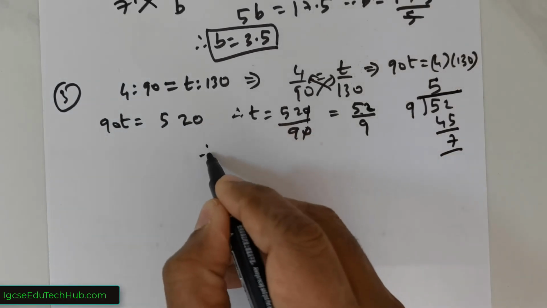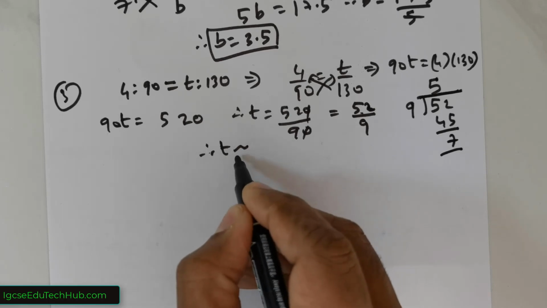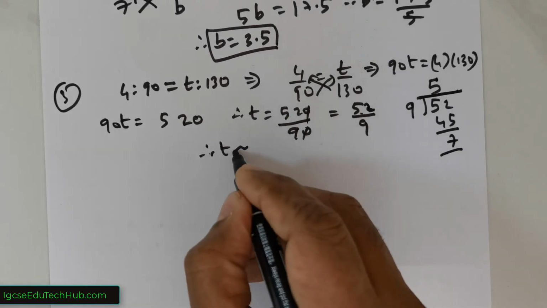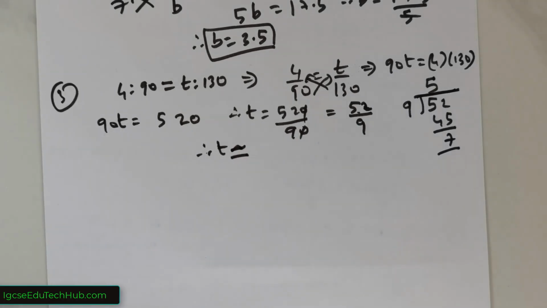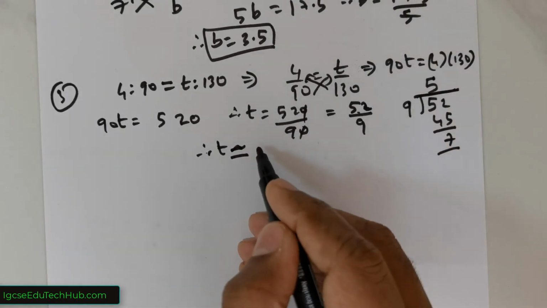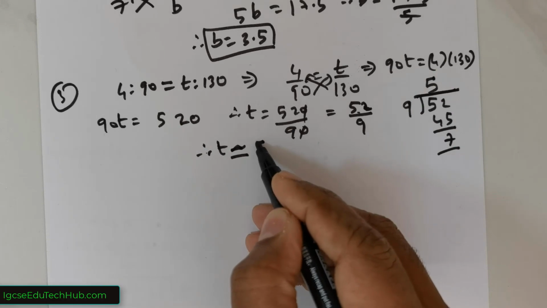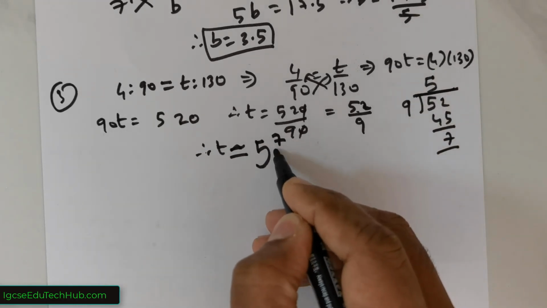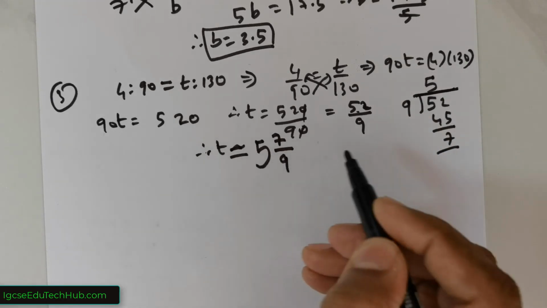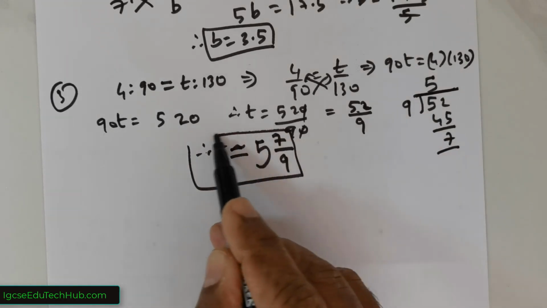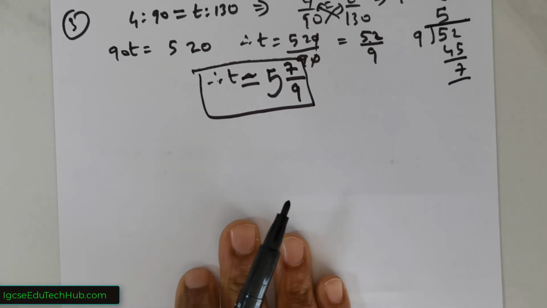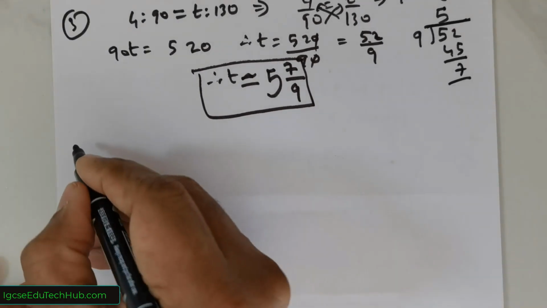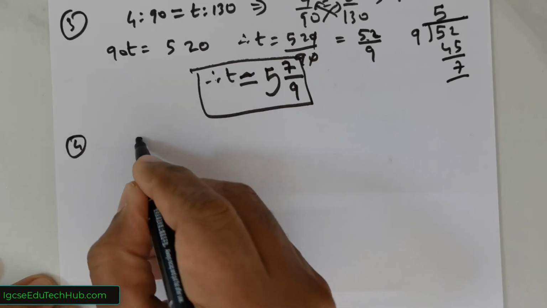So this quantity t, you can either use approximately equal to, or you can simply say equal to. Okay, so what is the quotient? The quotient is 5, and what is the remainder? The remainder is 7, and what is the divisor? It's 9. So this is the way you have to write it. Okay, so having given you this, let me go on to do one more question in this pattern.